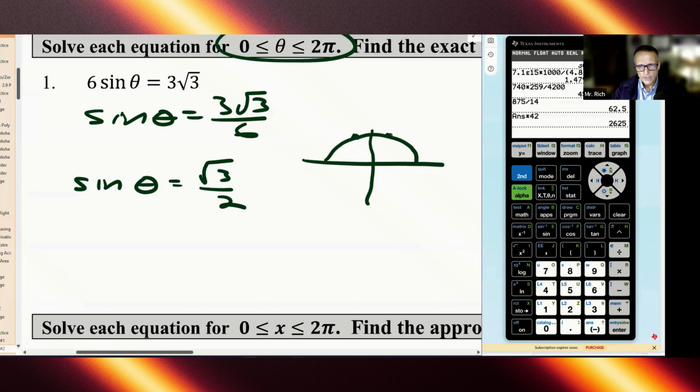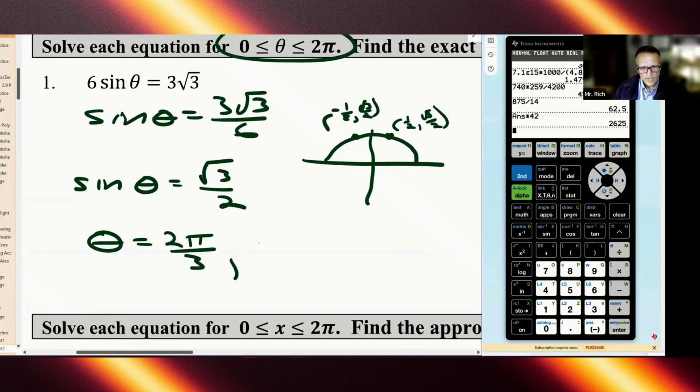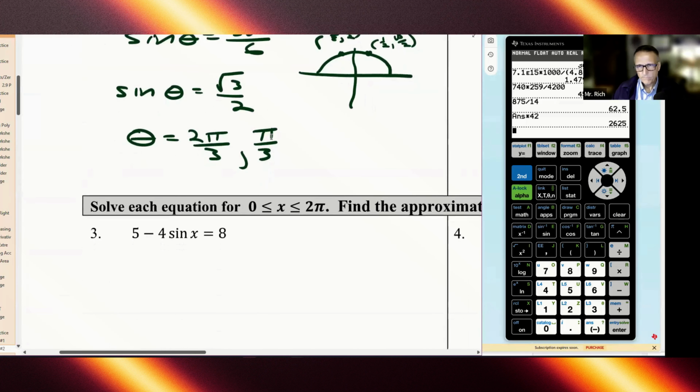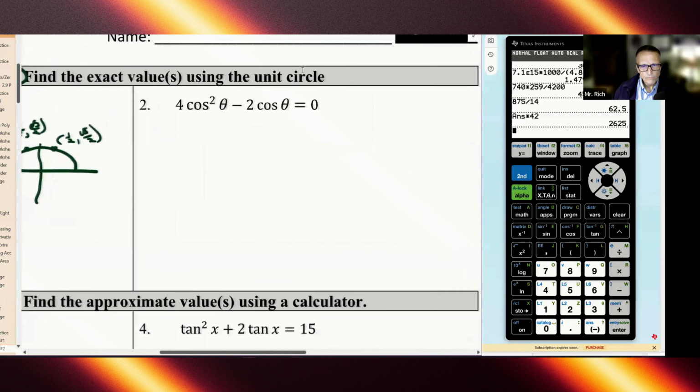I know it's going to be these two right here, because that first one there, which is 2 pi over 3, that coordinate is negative 1/2 comma root 3 over 2. This one over here is 1/2 comma root 3 over 2. So my answer to this is two answers. It is at the angle of 2 pi over 3 and pi over 3. Okay, pretty straightforward. We're using our unit circle in reverse. We're saying, oh, I got the coordinate, but let me find the angle at that coordinate. Do they get harder? Oh yeah, of course. Let's take a look at this one.